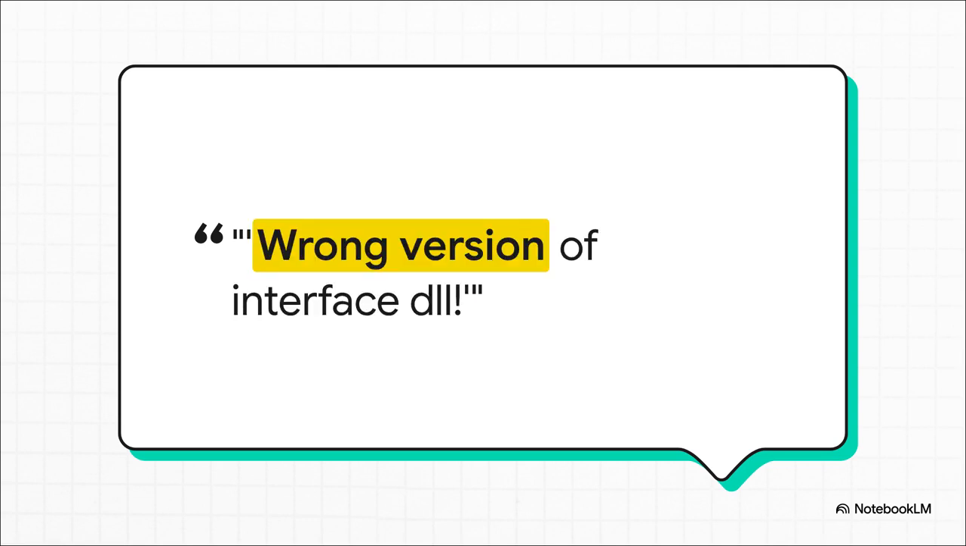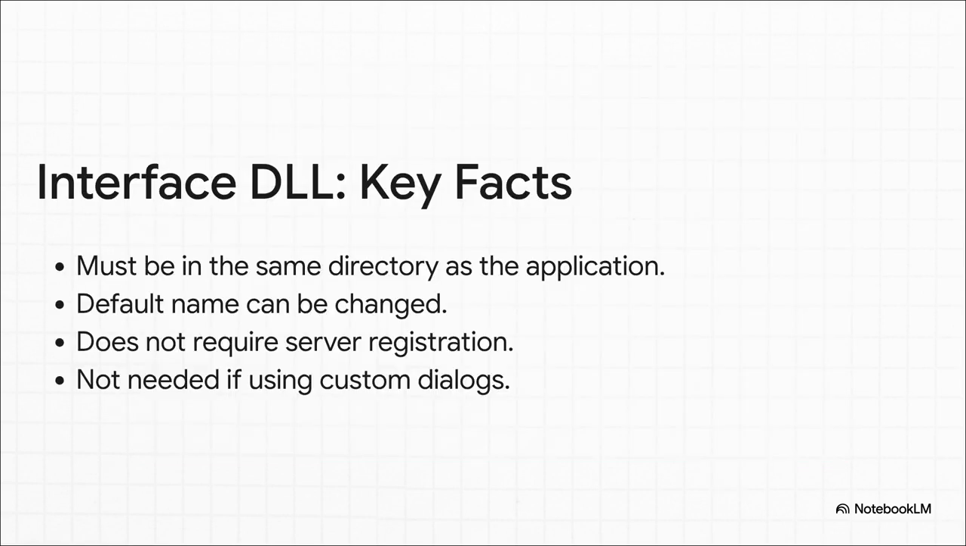Okay, now this error, this one is a real problem. Wrong version of Interface DLL. If you see this, it means you've made a critical mistake. You've shipped a DLL from, say, an older or newer version of PC Guard than the one you actually use to protect the app. You have to, always, distribute the exact DLL that came with the version of PC Guard you're using. No exceptions.